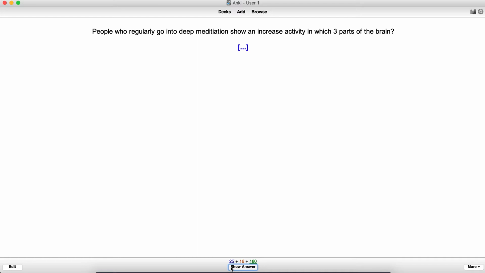Okay. People who do meditation will increase three parts: the right hippocampus, right nucleus accumbens, and right septalis or something like that. Prefrontal cortex, right hippocampus, and right anterior insula.